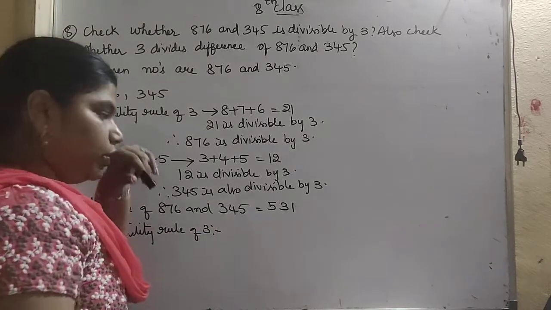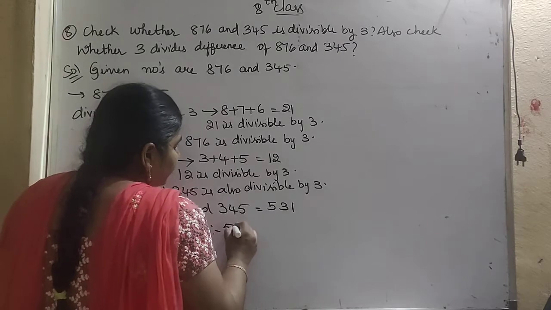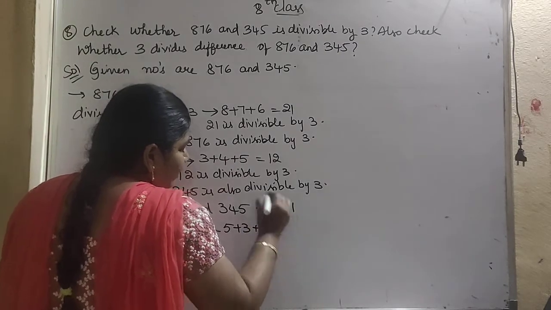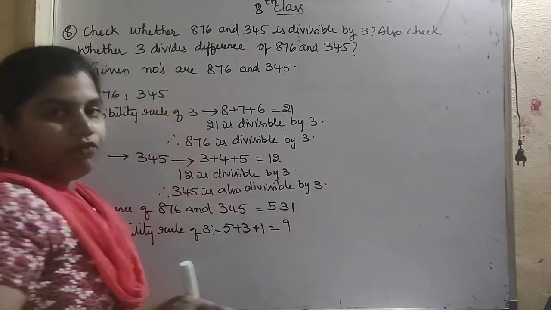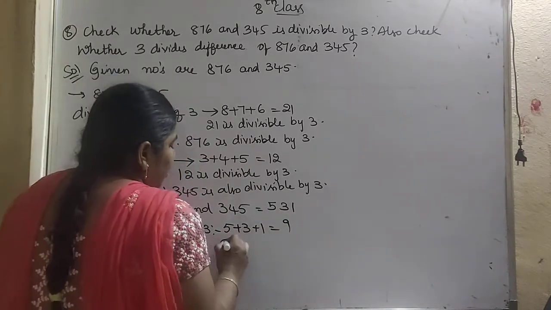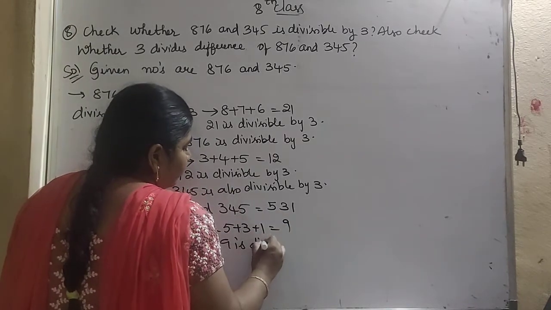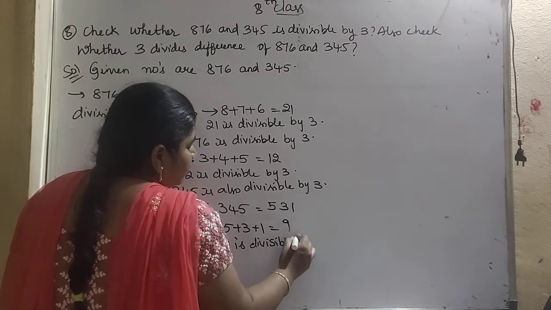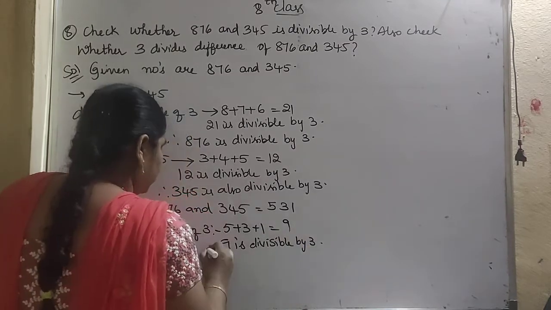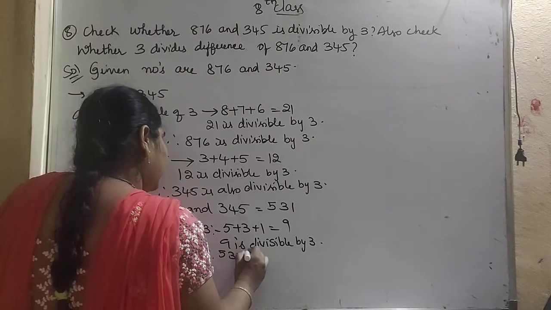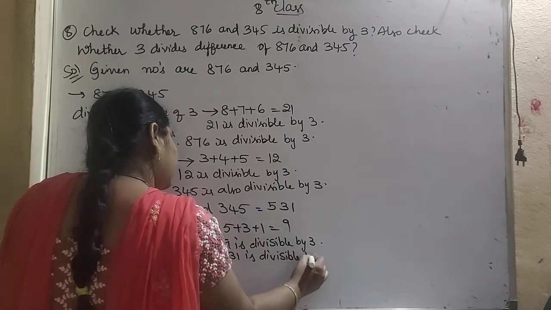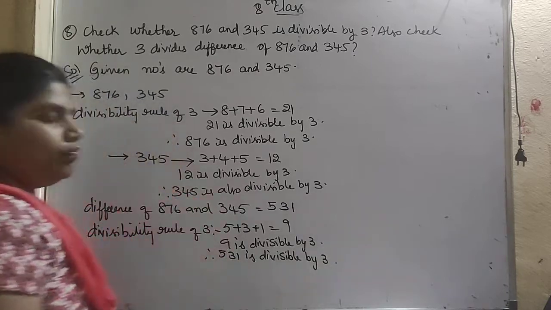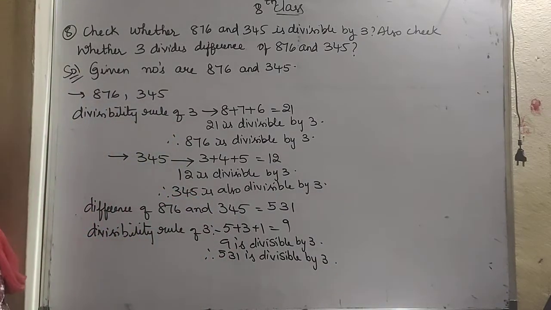So what is the divisibility rule? We have to add all the values. 5 plus 3 plus 1 will be equal to 9. So 9 is a multiple of 3, so it is divisible. So 9 is divisible by 3. So therefore 531 is divisible by 3. Okay. So now what did we get?